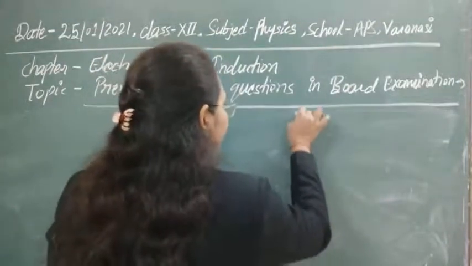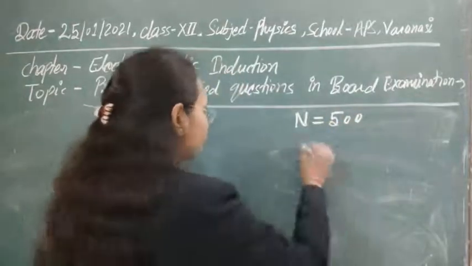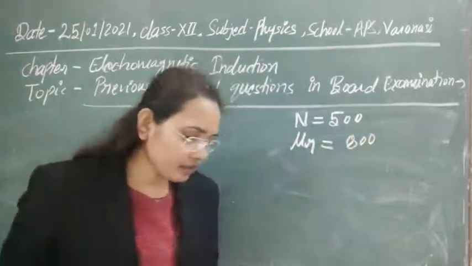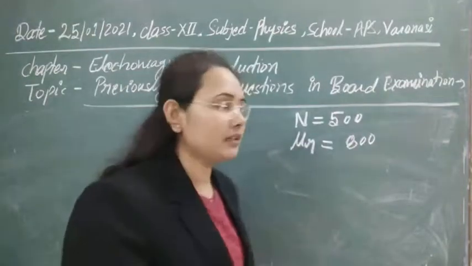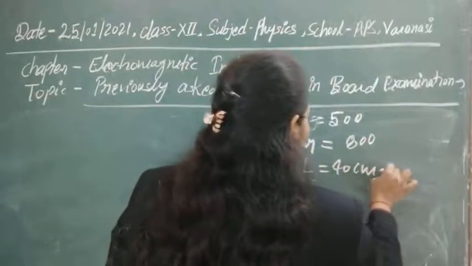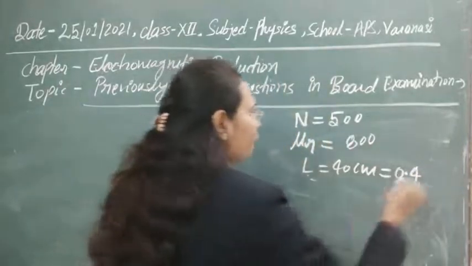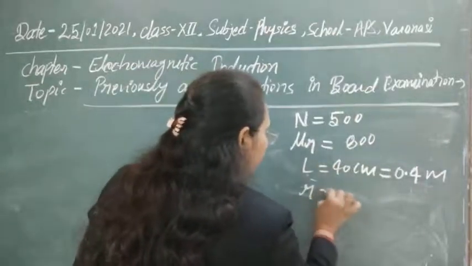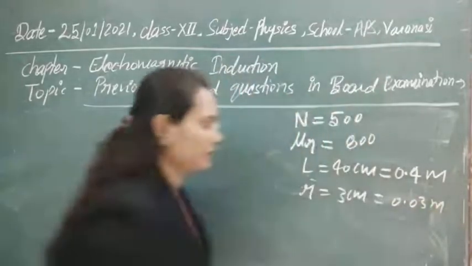So the number of turns in solenoid is equal to 500, it is given, and the relative permeability, that is mu R, is given 800. Next, the length and radius of the solenoid are 40 cm and 3 cm respectively. So the length of the solenoid is given 40 cm, or if you convert, you will get 0.4 meter here. And also the radius of solenoid is given 3 cm, and we can write 0.03 meter. Okay.